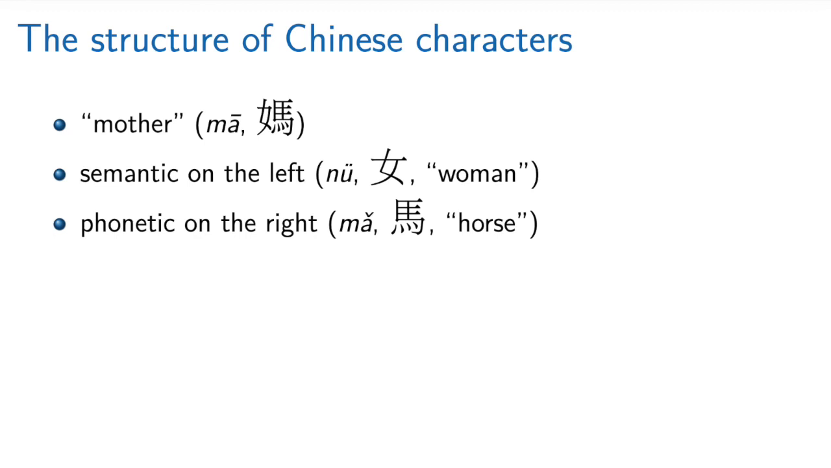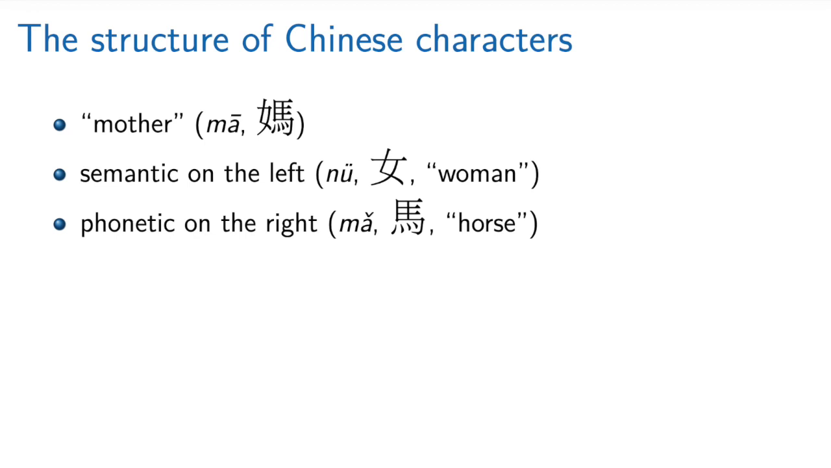And mother as a character is made of two components. On the left is the part that means woman, and on the right is the part that looks like it means horse, but here it's saying pronounce like ma, right? So this is very simple. And then in a way we can say, what's the information encoded in the character? The information is, say, the morpheme that sounds like horse and has something to do with a woman, right?